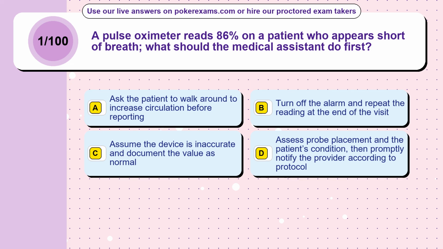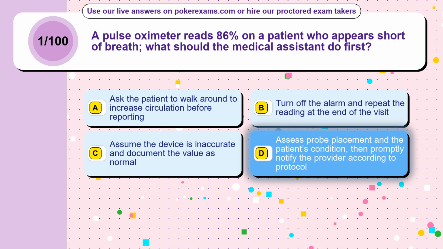Question 1. A pulse oximeter reads 86% on a patient who appears short of breath. What should the medical assistant do first? Option A. Ask the patient to walk around to increase circulation before reporting. Option B. Turn off the alarm and repeat the reading at the end of the visit. Option C. Assume the device is inaccurate and document the value as normal. Option D. Assess probe placement and the patient's condition, then promptly notify the provider according to protocol.